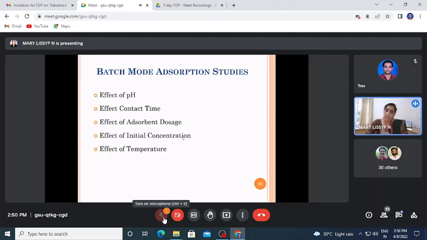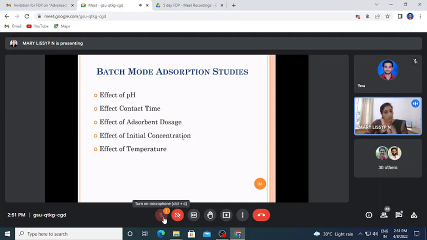Another parameter is adsorbent dosage. Just imagine we are putting so much adsorbent into the soil or water to remove the contaminants or the metal ions. What happens is, more than removing heavy metals, it may contaminate the soil or the water if the adsorbent dosage increases. So there also we have to find out the maximum limit, or the optimum adsorbent dosage for the maximum removal of metal ions.